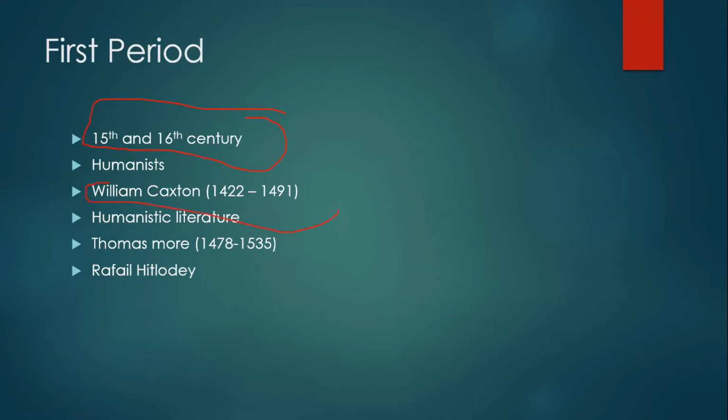We had William Caxton. William Caxton was the first English printer, and he learned the art of printing, and he published many books, including Chaucer's Canterbury Tales, right? Humanistic literature of the then time was mainly of theoretical character.